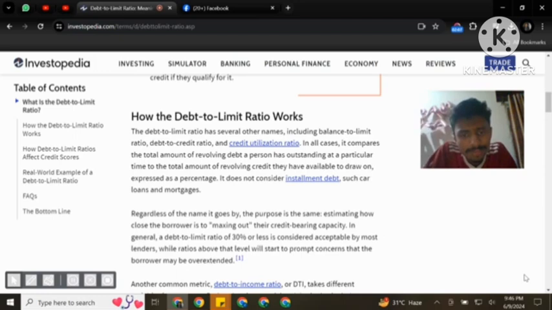Regardless of the name it goes by, the purpose is the same: estimating how close the borrower is to maxing out their credit borrowing capacity. In general, a debt to limit ratio of 30% or less is considered acceptable by most lenders, while ratios above that level will start to prompt concerns that the borrower may be overextended.